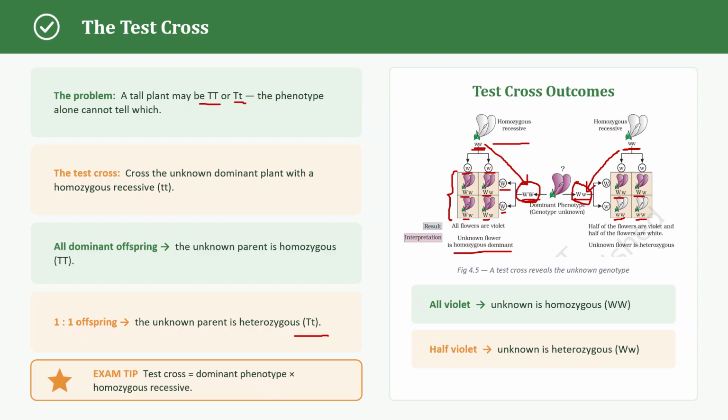So the definition for the test cross. A test cross is the cross between an organism that shows a dominant phenotype and a homozygous recessive organism to determine its genotype, right? Let's move on to the next one.